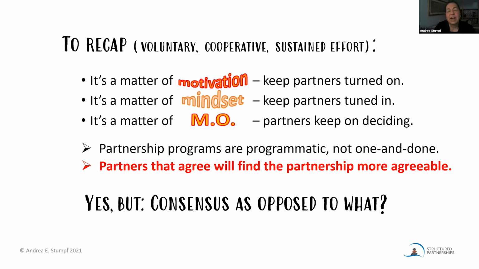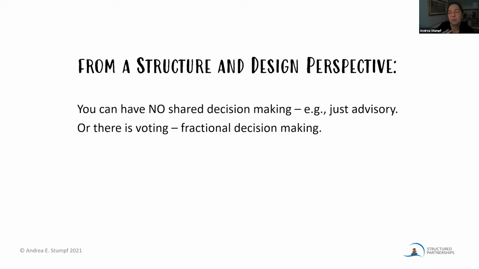But another way to look at it is to say, consensus as opposed to what? So the value of consensus we can see perhaps better by looking at what the alternatives would be. And just because I have to go through this quickly, I'm just going to click on to the next slide and say that from a structure and design perspective, there's at least two very clear alternatives, two obvious other ways you can go. One is, of course, no shared decision making.